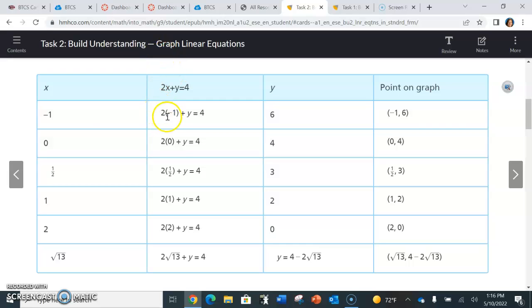So you can see 2 times negative 1, they've plugged into x, so that'd be negative 2, and if you plug in 6, negative 2 plus 6 equals 4. That is a true statement. So each x value, they're plugging it in, they're solving for y, and then they're getting ordered pairs.